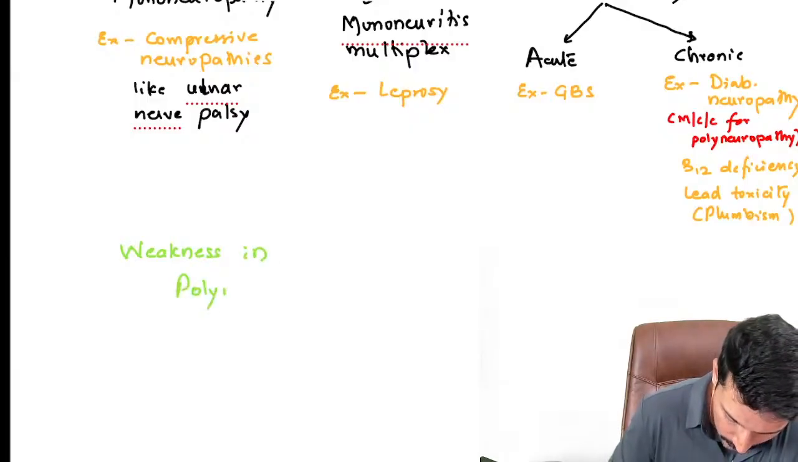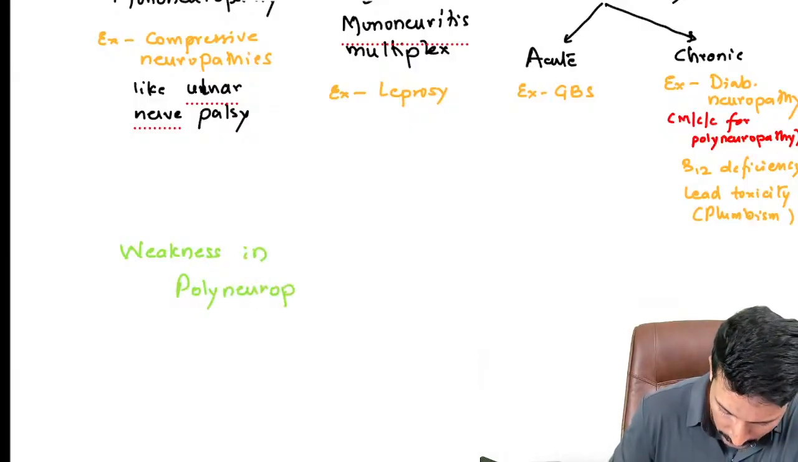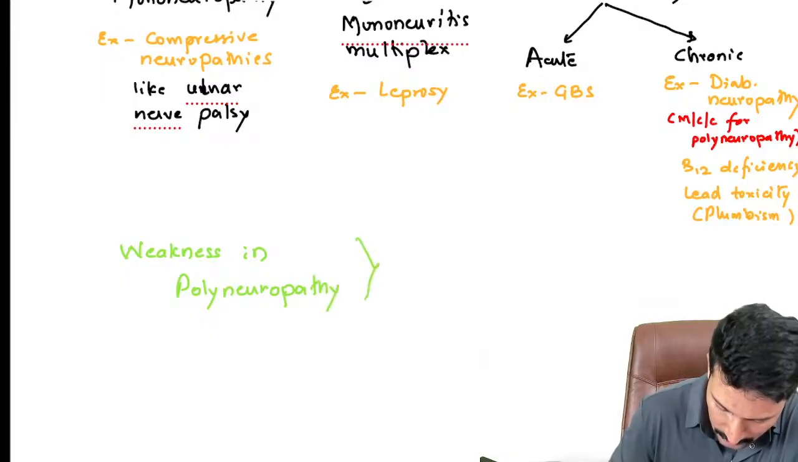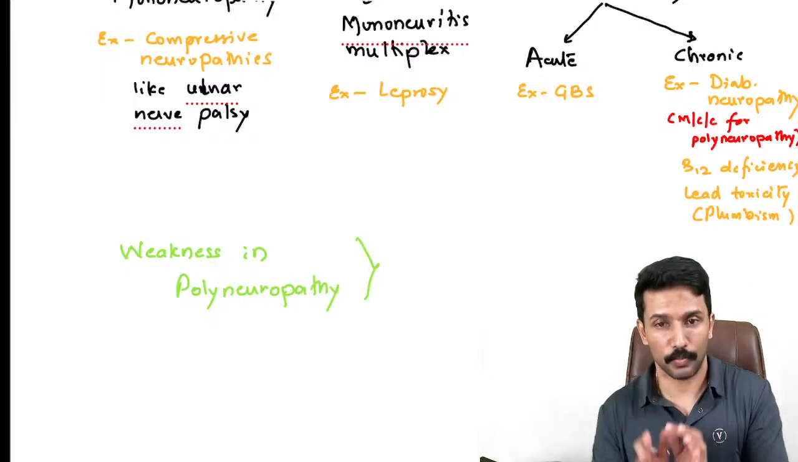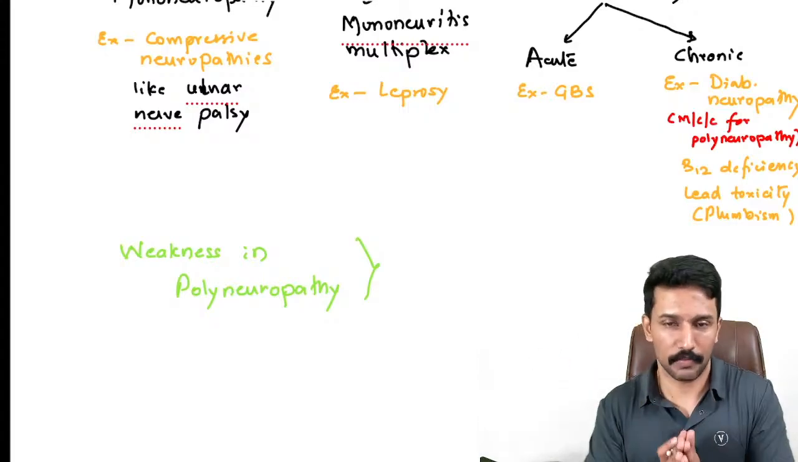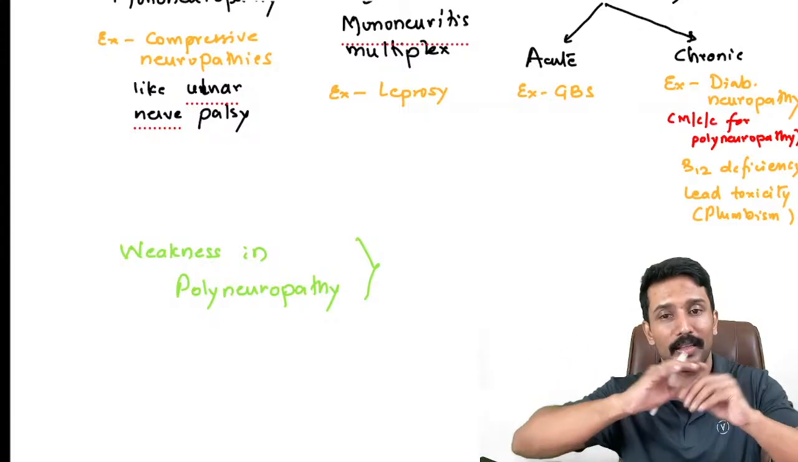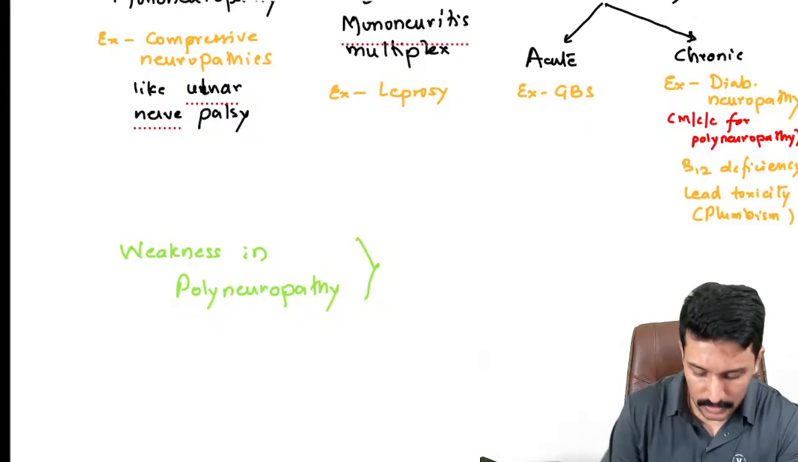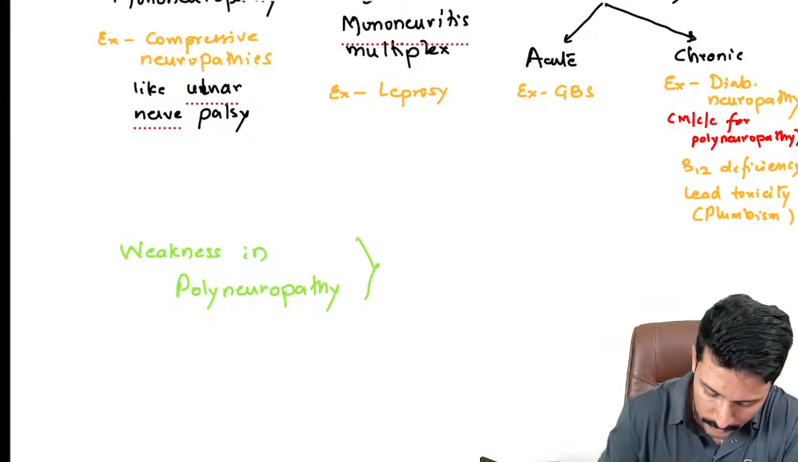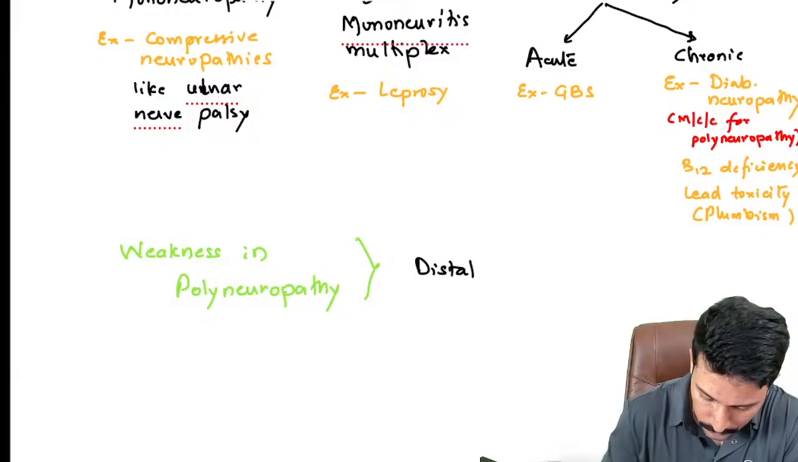Weakness in polyneuropathy conditions. So when it comes to muscle and neuromuscular junction, the larger muscles tend to get affected first. When it comes to the neuropathies, polyneuropathies, the longer nerves get affected first, and longer nerves are the ones which are supplying the distal parts of the body. So that's why you will have weakness which is affecting distal. So you will have distal muscle weakness.